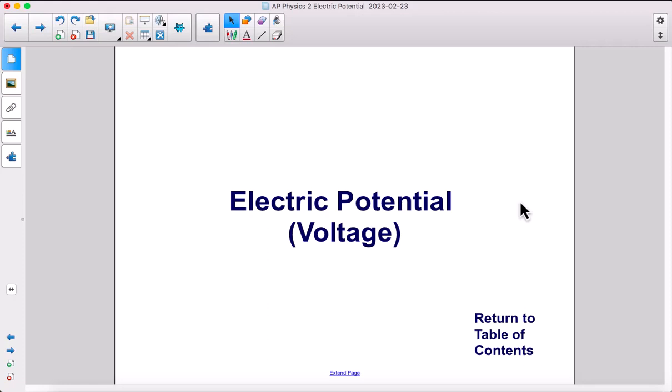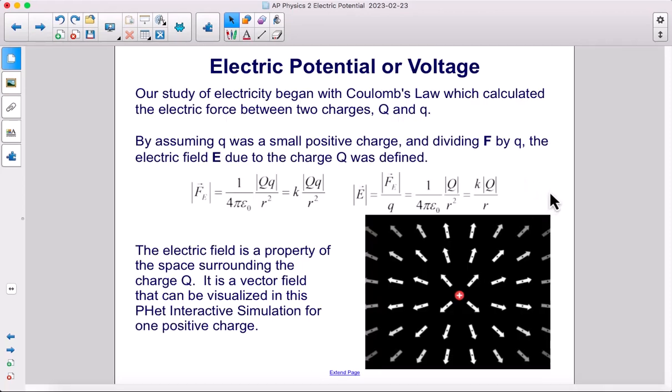Electric potential, also known as voltage. Our study of electricity began with Coulomb's law, which calculated the electric force between two charges, big Q and little q. By assuming little q was a small positive charge and dividing F, the force, by little q, the electric field due to the charge big Q was defined, kq/r.